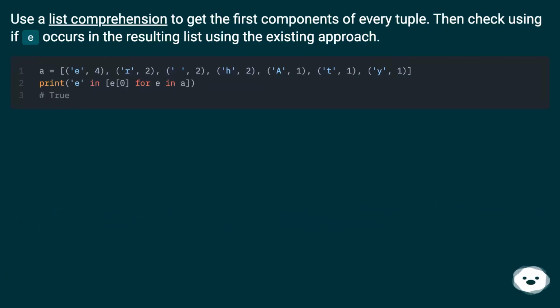Use a list comprehension to get the first components of every tuple. Then check if E occurs in the resulting list using the existing approach.